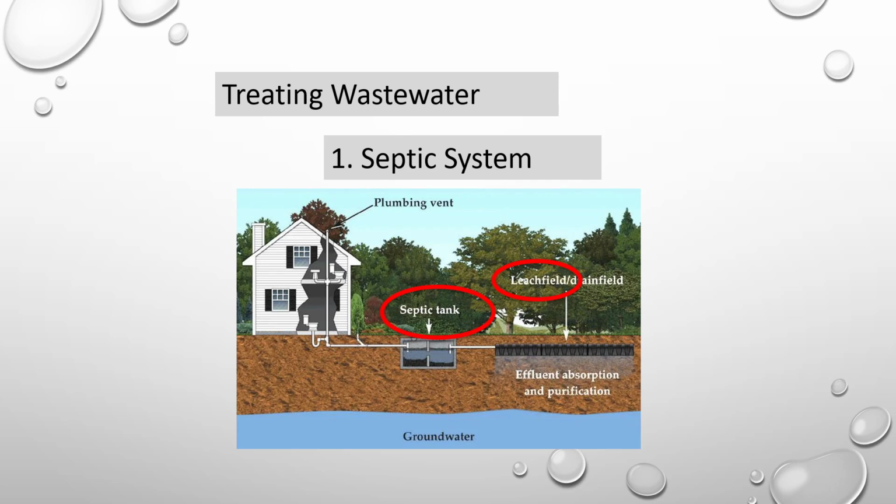Now, there's two ways that we look at treating wastewater. The first being a septic system. Some of you actually might have a septic system at home, where you essentially put your waste into a septic tank and then the leach field exists outside to allow for that water to be absorbed and purified. The goal here, of course, is to prevent it from getting into the groundwater.